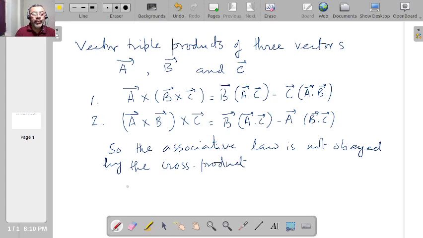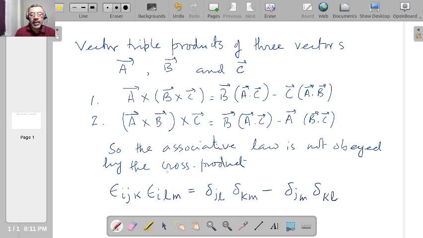We will prove it using an identity involving the Levi-Civita symbols. The identity is epsilon IJK epsilon ILM, there is a sum over I, is equal to delta JL delta KM minus delta JM delta KL. So this is an identity involving Levi-Civita symbols, which will be used to prove these two identities, identity 1 and identity 2. Okay, so let us start our proof.